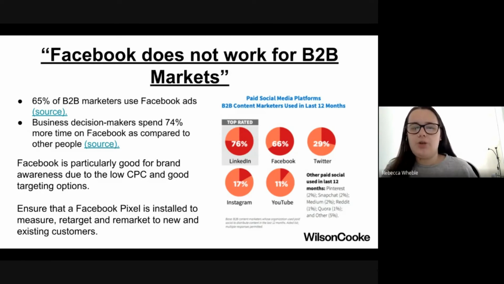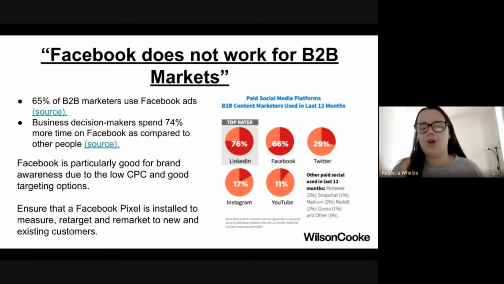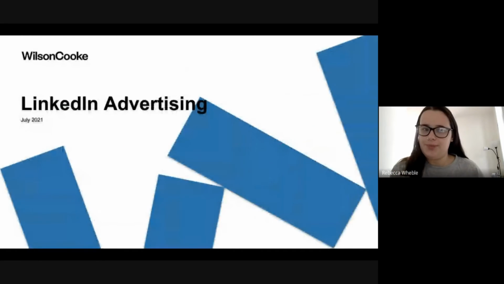Facebook is particularly good for brand awareness due to the lower cost per click and good targeting options. And I would ensure that a Facebook pixel is installed to measure, retarget, and remarket to new and existing customers. So basically, you can't do your retarget audiences or your lookalike based on website if you don't have that Facebook pixel. That is basically your gold mine for all the data collected.